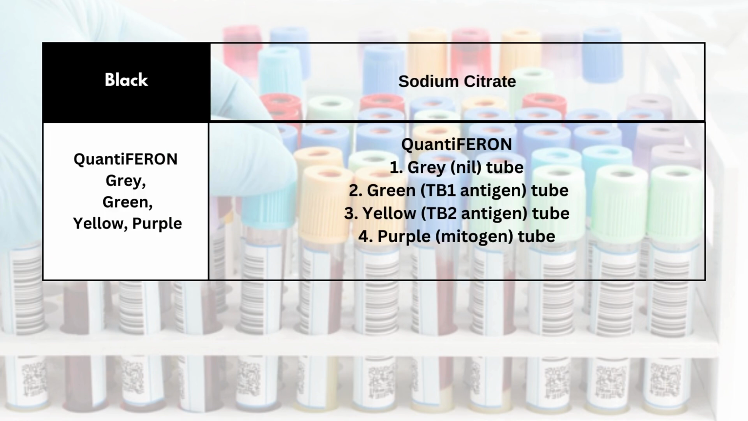QuantiFERON gray, green, yellow, purple color lid test tubes. 1. Gray tube contains nil additive. 2. Green tube contains TB1 antigen additive. 3. Yellow tube contains TB2 antigen additive. 4. Purple tube contains mitogen additive.